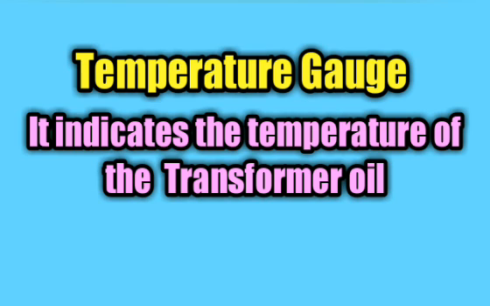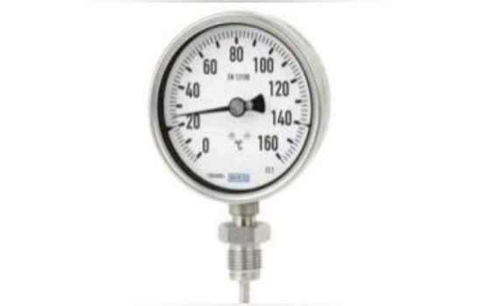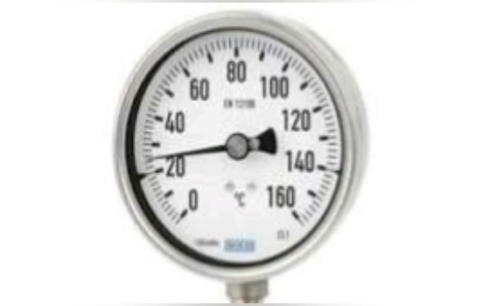The function of temperature gauge. It indicates the temperature of the transformer oil. If the temperature of the transformer oil reaches 80 degrees, it sends a signal to the alarm circuit, and if it reaches 90 degrees, then it sends a trip signal to the circuit breaker.